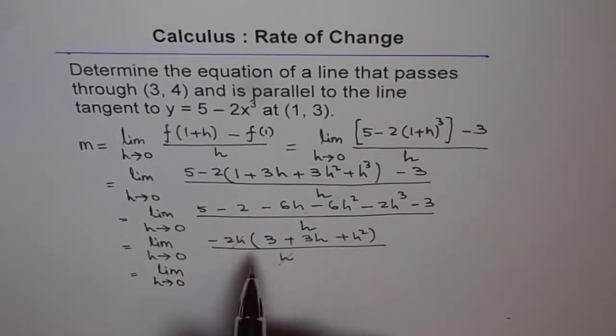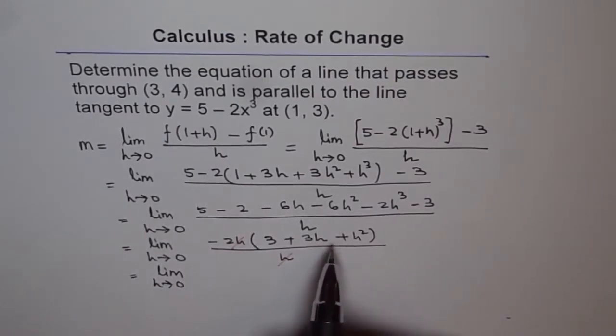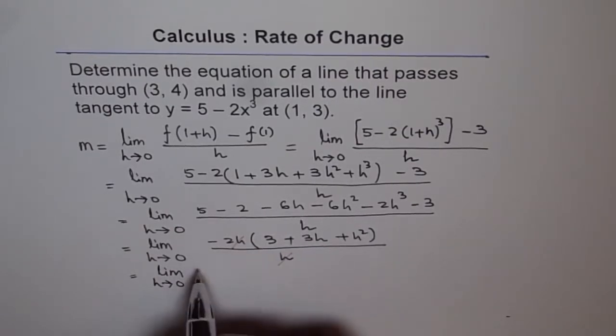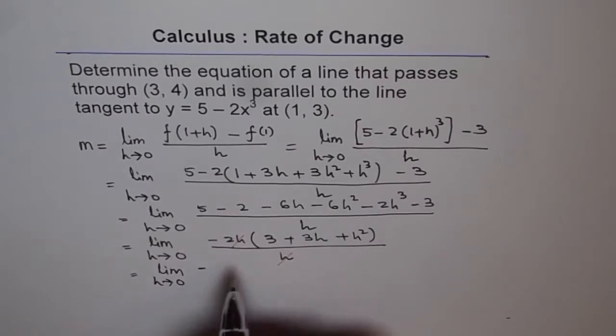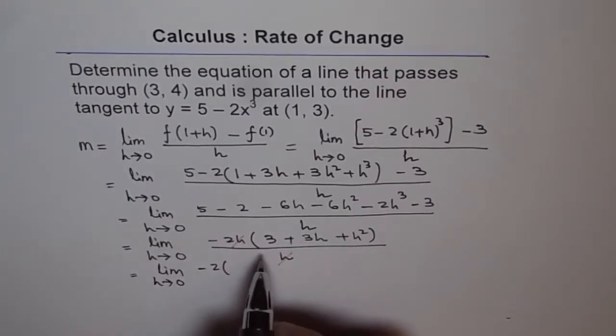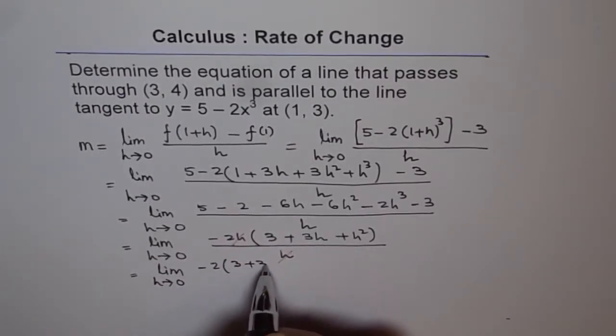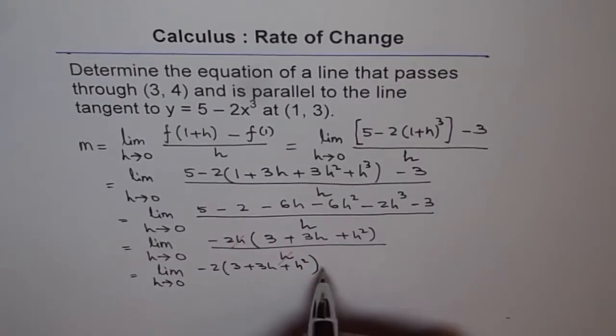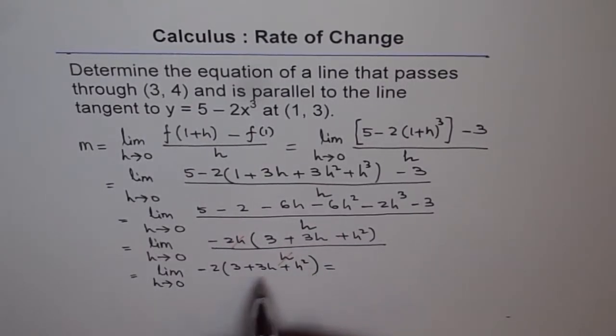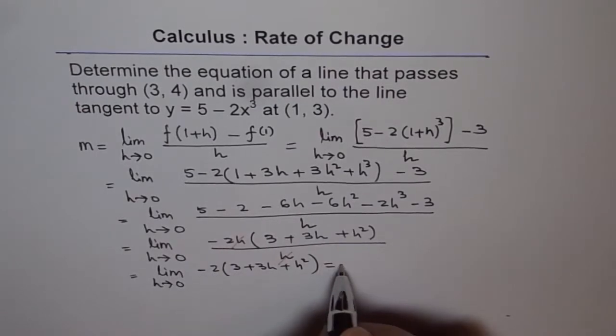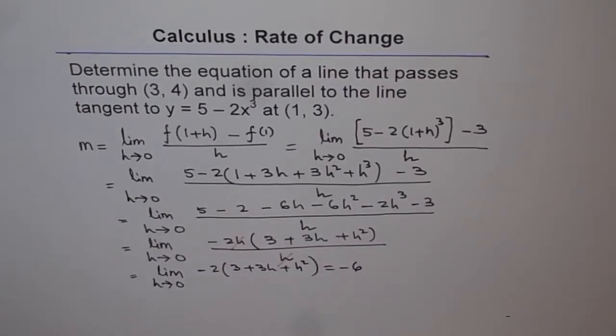So we get limit h approaches 0, and here, if I substitute h = 0, then what do I have? Think about it. At present we have minus 2 times (3 + 3h + h²). Now if I substitute h = 0, I get minus 2 times 3, which is minus 6. And therefore, the slope at this point (1, 3) on this curve is minus 6. So we got the slope of our interest, right?